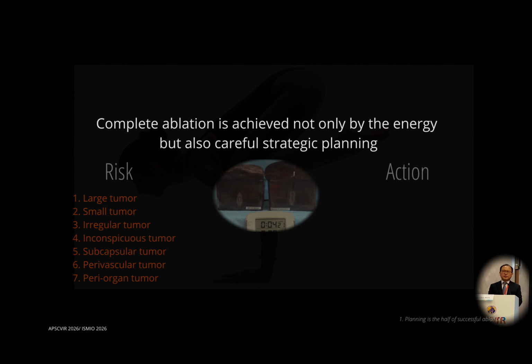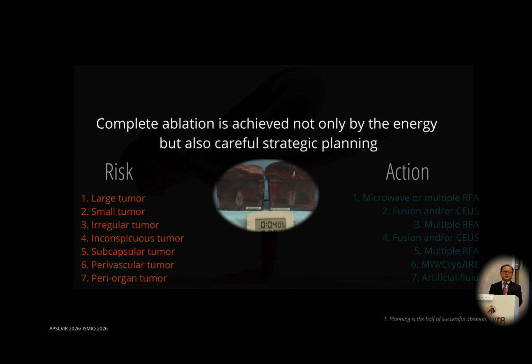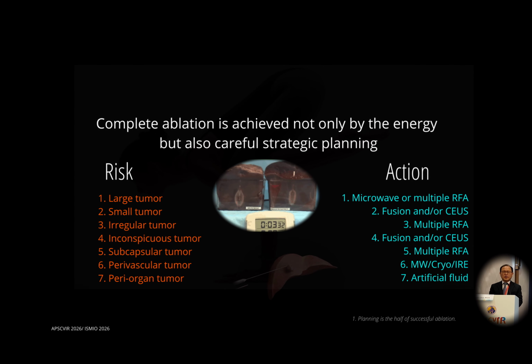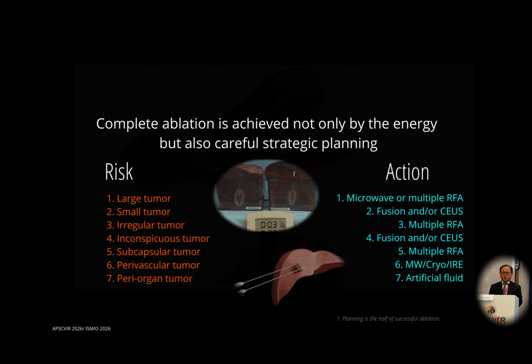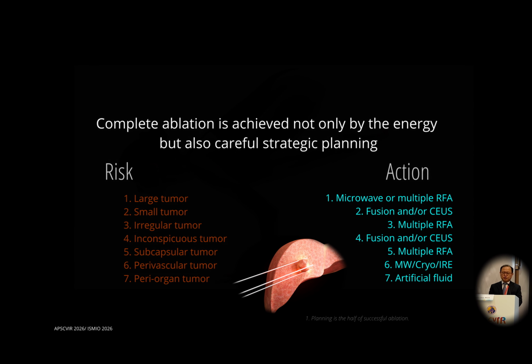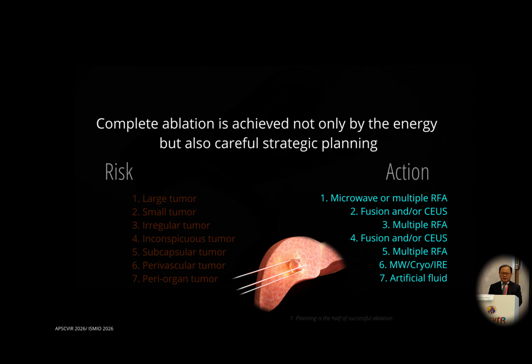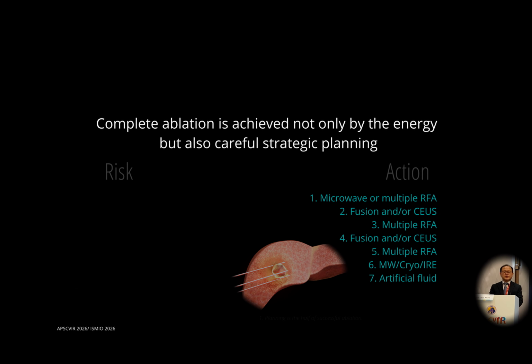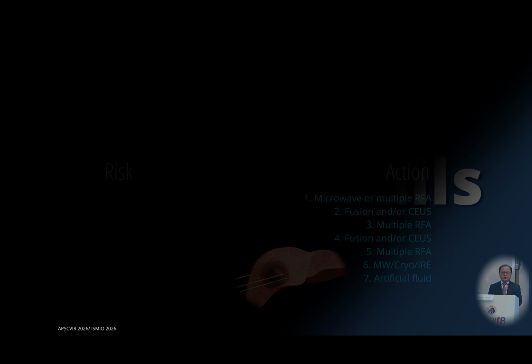There are so many risks for incomplete ablation. For example, larger tumor or smaller tumor, or irregular, inconspicuous tumor, and subcapsular, perivascular, peri-organ tumor. This is a risk for incomplete ablation. But we have many solutions. We can use the strong weapon, contrast-enhanced ultrasound. Check the details.